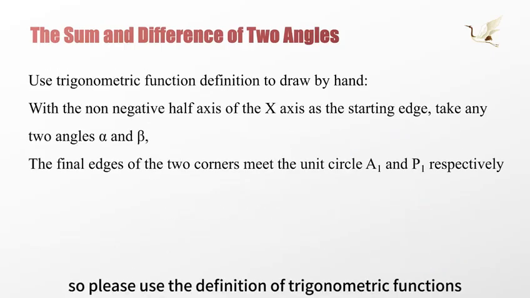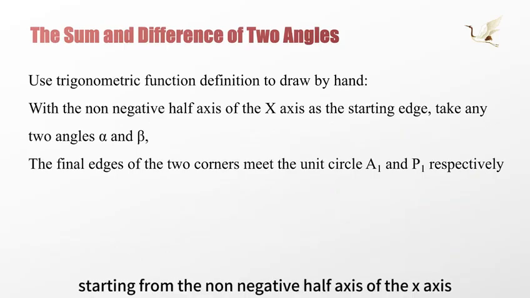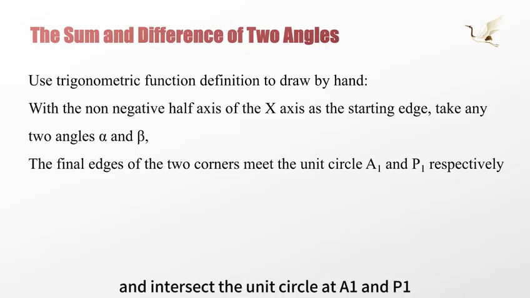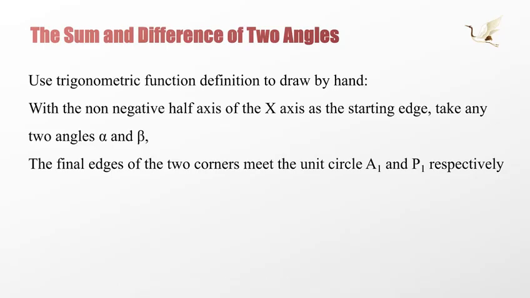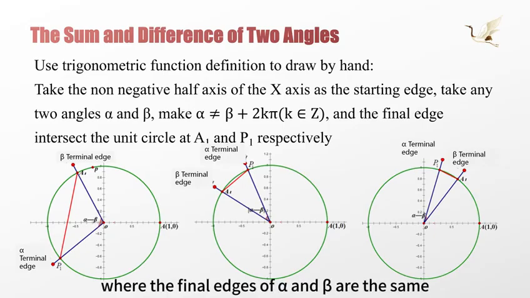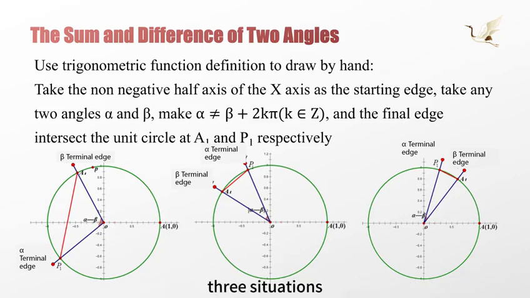So please use the definition of trigonometric functions to draw diagrams. Starting from the non-negative half-axis of the x-axis, take any two angles, alpha and beta, whose terminal sides intersect the unit circle at P1 and A, respectively. We exclude the special case where the terminal sides of alpha and beta are the same. In fact, we can divide the drawing into the following 3 situations.